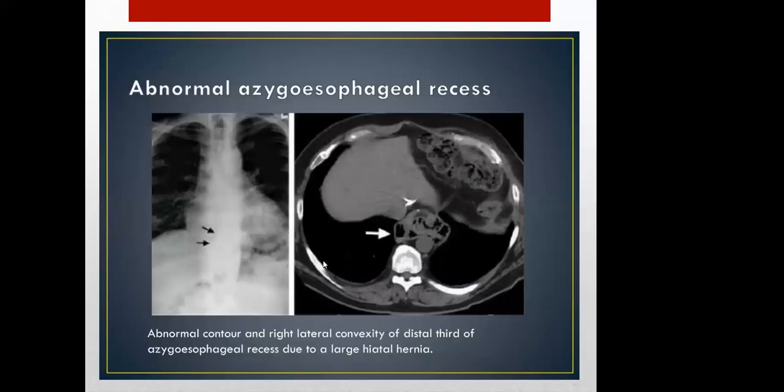This is an abnormal esophageal line. You can see this is the convexity of the esophageal line on both X-ray and CT, due to a large hiatus hernia.